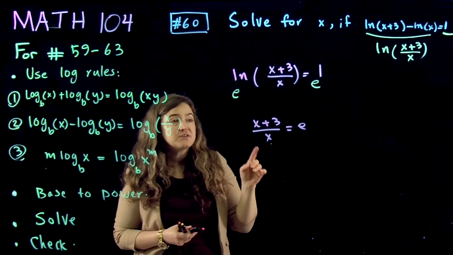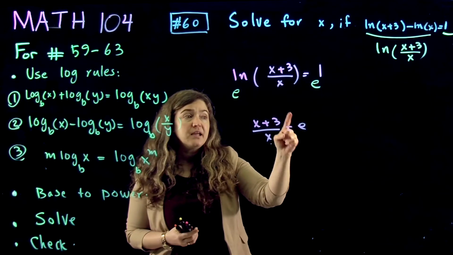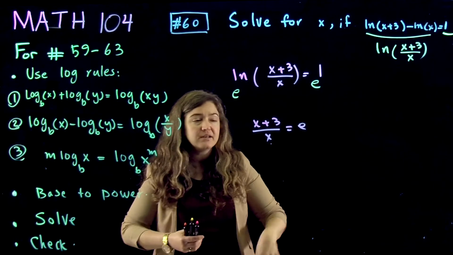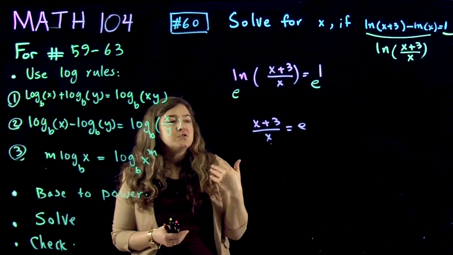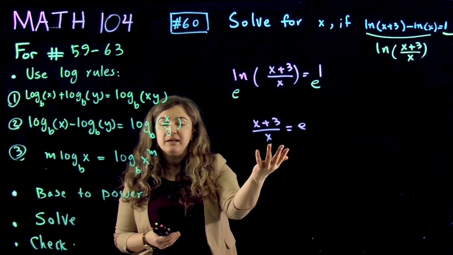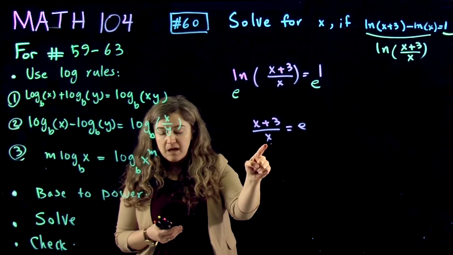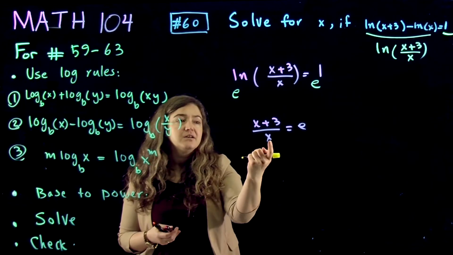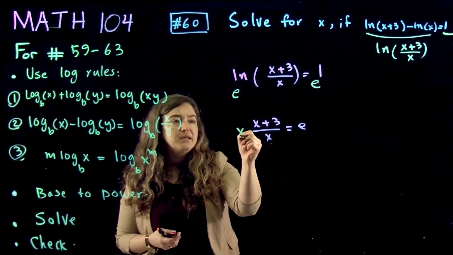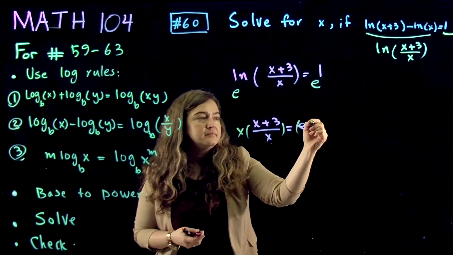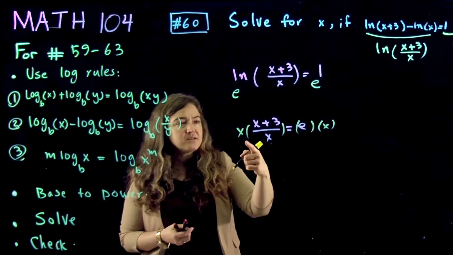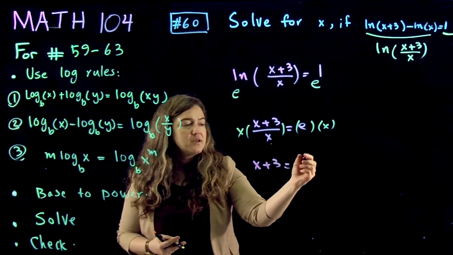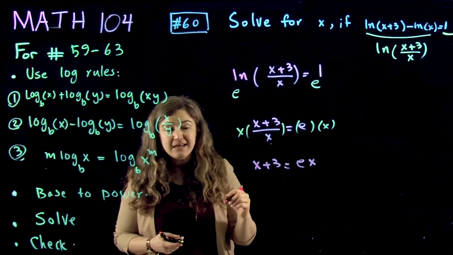Here, remind yourself, e is Euler's number, and it's just a number, and treat it like a number. It's not any of the variables. To solve this type of equation, we want to get rid of the denominator, so I multiply both sides by the common denominator here. x is the common denominator. And so the first side becomes x plus 3, the other side becomes e times x.